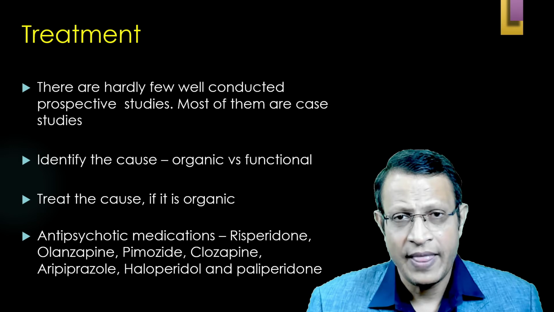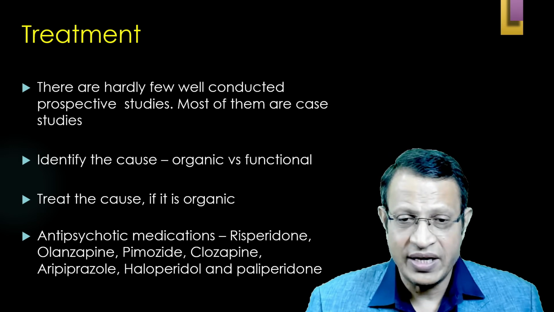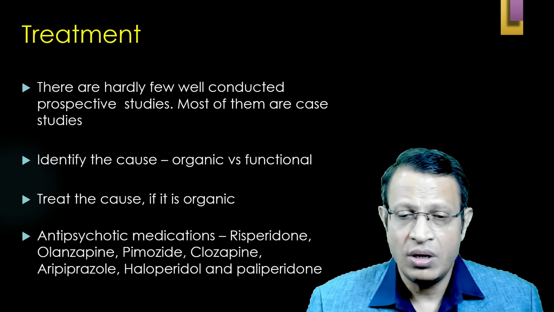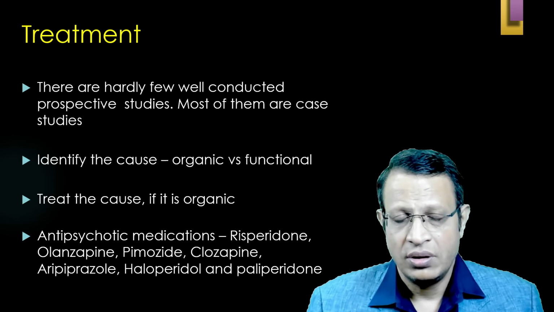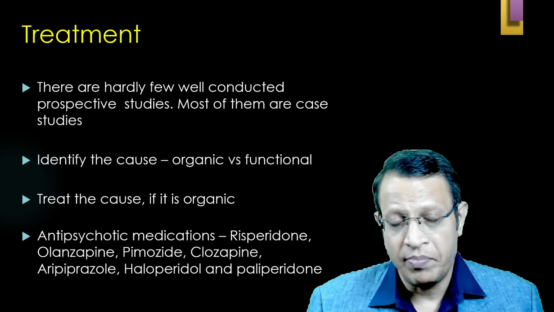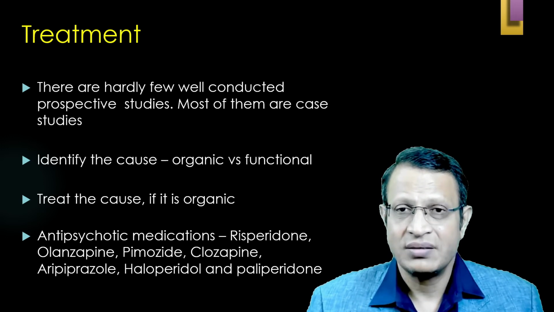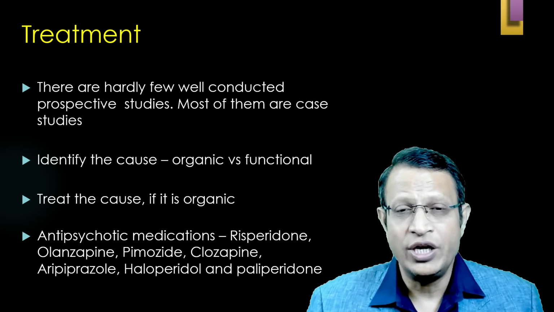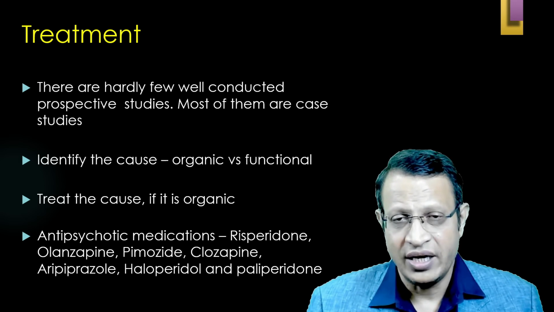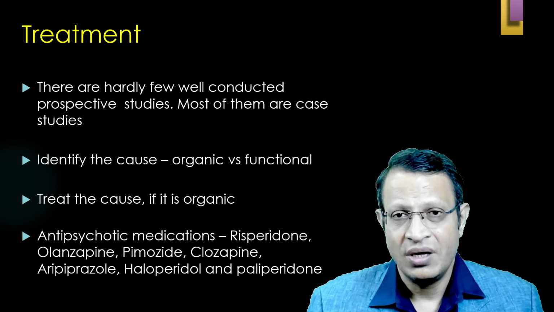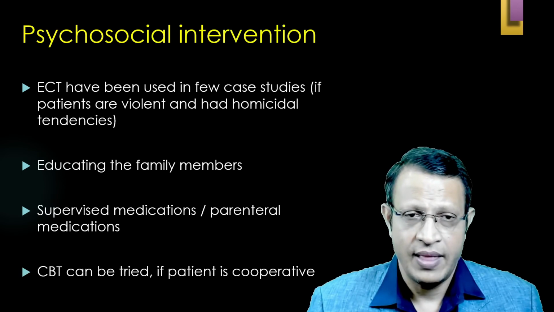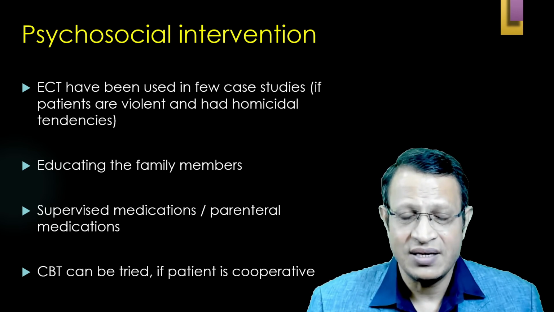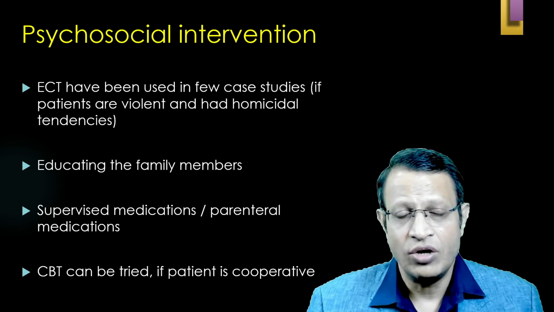If it is functional, you need to consider giving antipsychotic medications such as risperidone, olanzapine, pimozide, clozapine, aripiprazole, haloperidol, paliperidone. However, there is no head-to-head comparison of these drugs. Most of the studies are case studies, my dear friends. That means we need to do a well-conducted study to know the response of medication in delusion of misidentification syndrome. Further, various case studies have reported using ECT successfully in treating delusion of doubles.